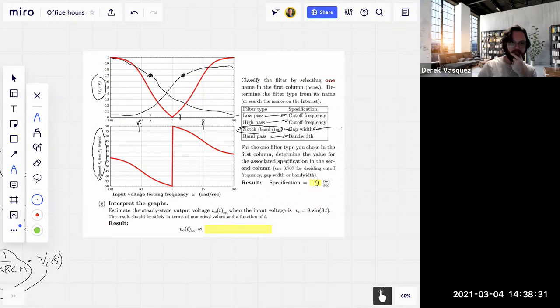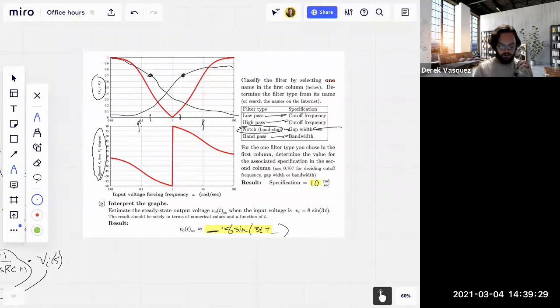Any other questions? Okay, we're going to move on to the last problem here. It says estimate the steady state output voltage when the input voltage is 8 sine of 3t. Your result should be solely in terms of numerical values and the function of t. Basically, our output is going to be some magnitude ratio times the amplitude of our input. So it's going to be something times 8 sine, with the same frequency, 3t, but with some phase offset. We're going to take these values off of our Bode plot.